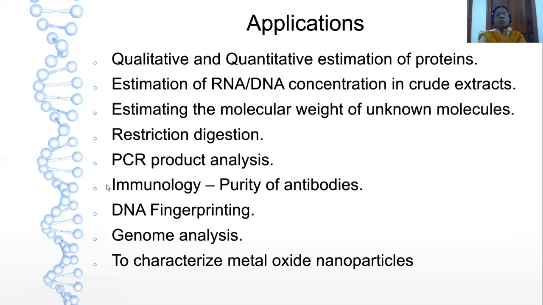In the field of immunology, you can use it for detecting the purity of antibodies, and for DNA fingerprinting. Then we have genome analysis, and the last one, to characterize metal oxide nanoparticles. This is the latest advancement in the field of molecular biology, the concept of nanoparticles.